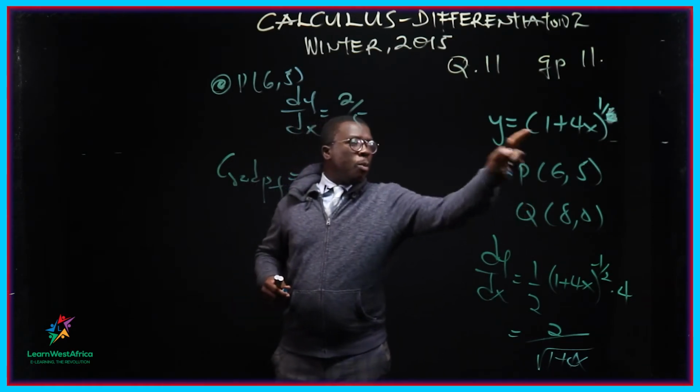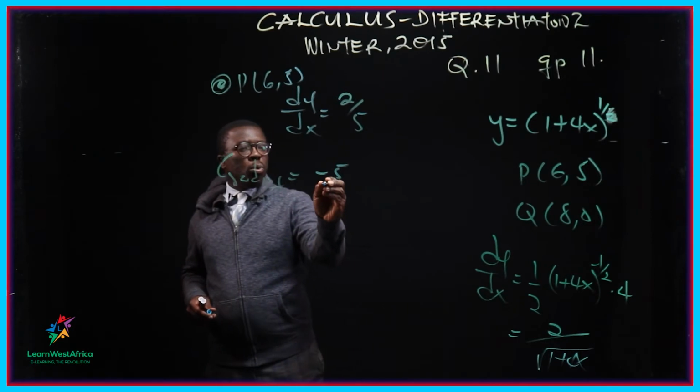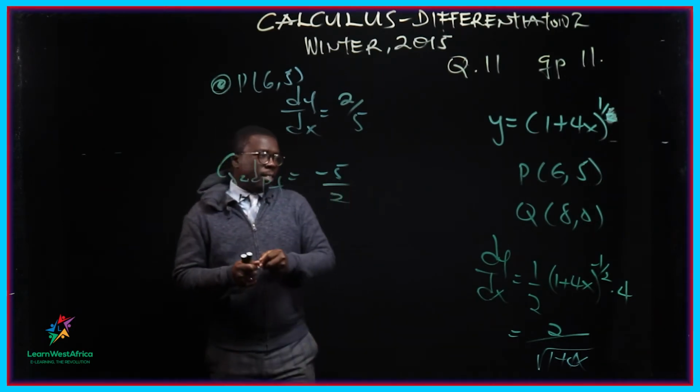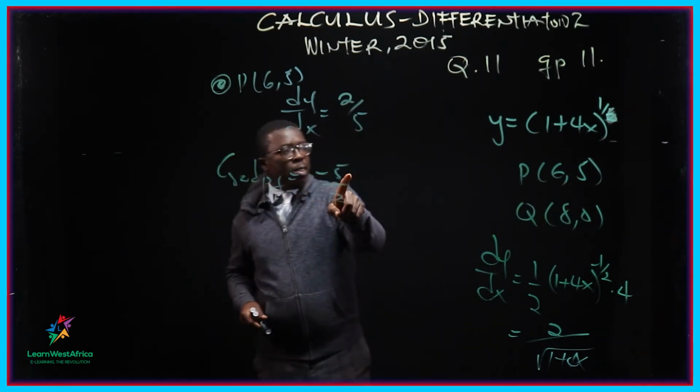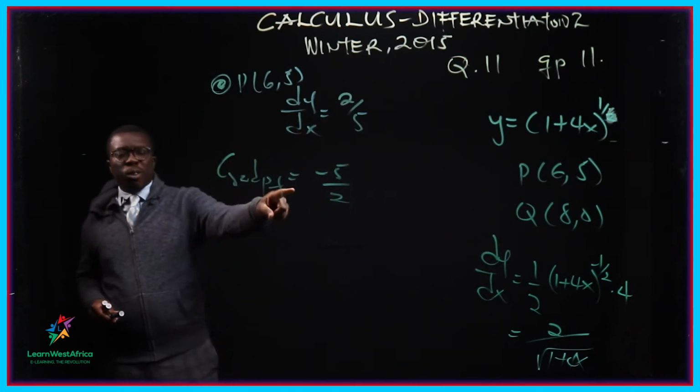We are going to have 0 minus 5, which is minus 5. Then 8 minus 6 is going to give you what? 2. Guys, are we okay? 0 minus 5 is minus 5. 8 minus 6 is 2. So the gradient of the line PQ is equal to minus 5 over 2.